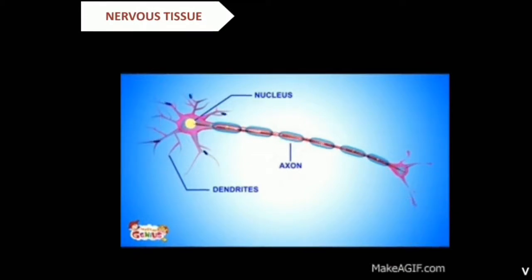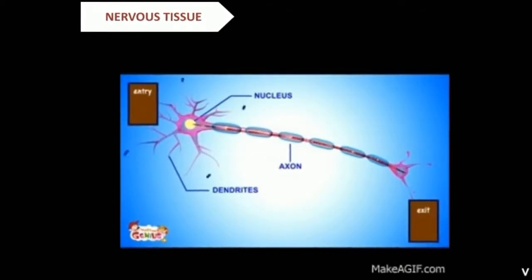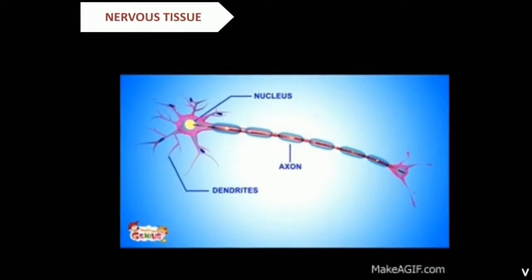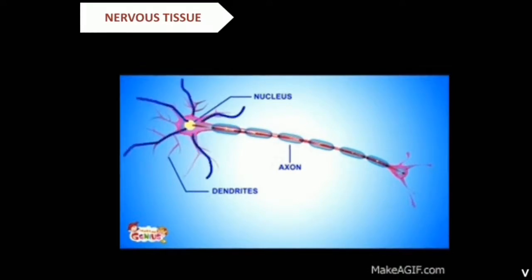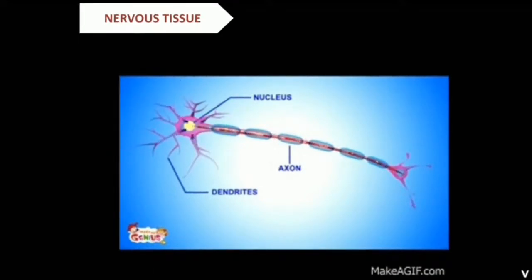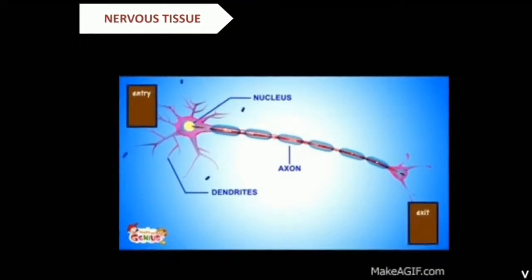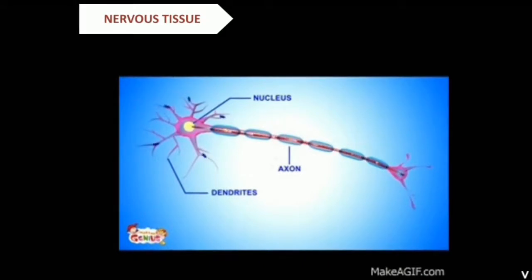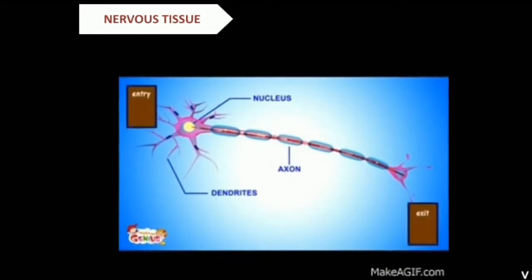Now look at this process. This is the process to transfer the message or impulse from the dendrites and pass through the axon to the other neuron. So this is one neuron, and inside our body there are many neurons.